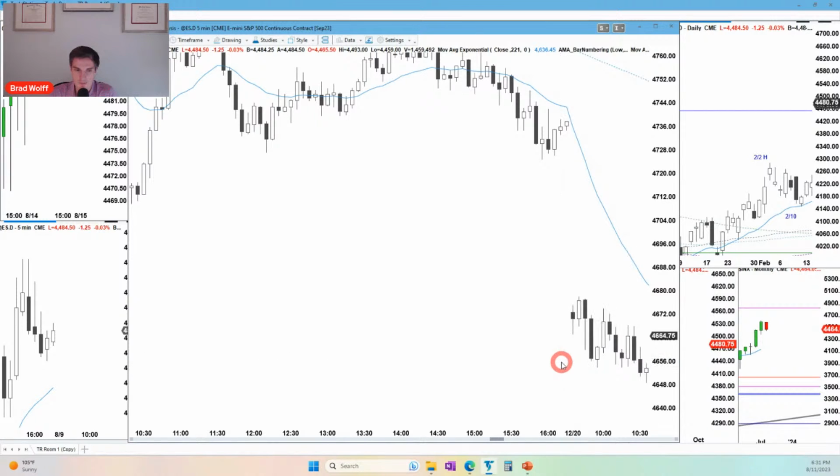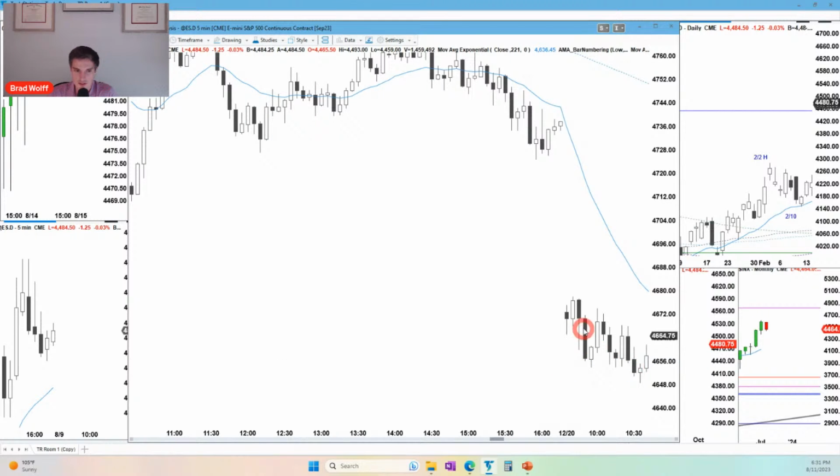That might be a gap. But then the gap closed. So 1, 2, 3. Now it's a more clear wedge. Whenever you're looking at wedges, there's a lot of ways to draw wedges. And in this case, here's a first, here's a second, here's a third. Now, tight bear channel. And a lot of traders want to see a strong trend line break.